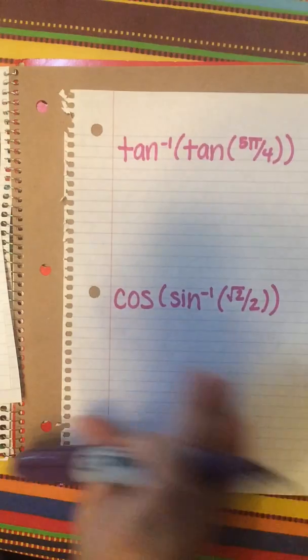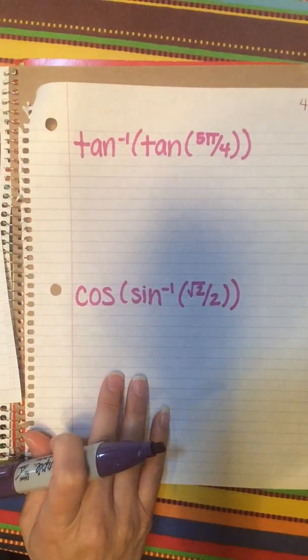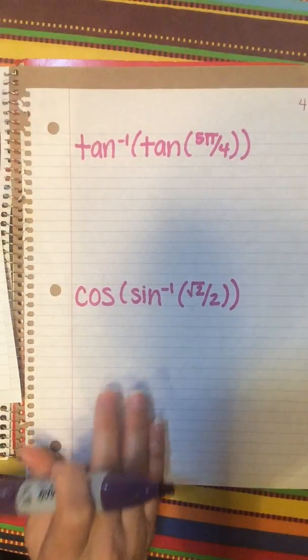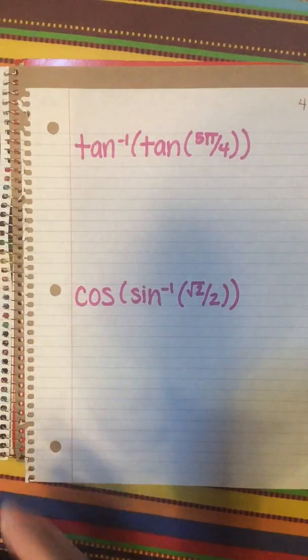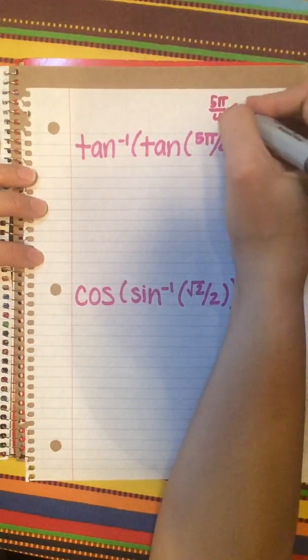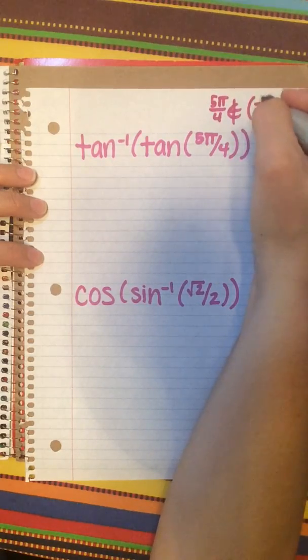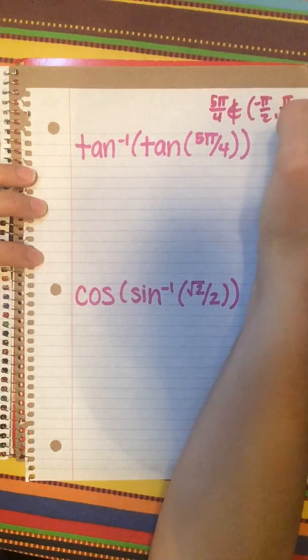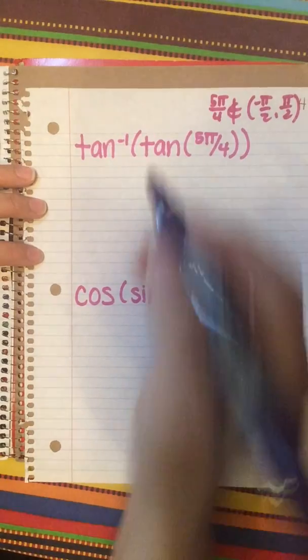Oops. Now, let's take a look at this one. So if we have tan inverse of tangent of 5 pi over 4. Now, 5 pi over 4 does not exist between -pi over 2 and pi over 2, which means you have to work it out. All right.